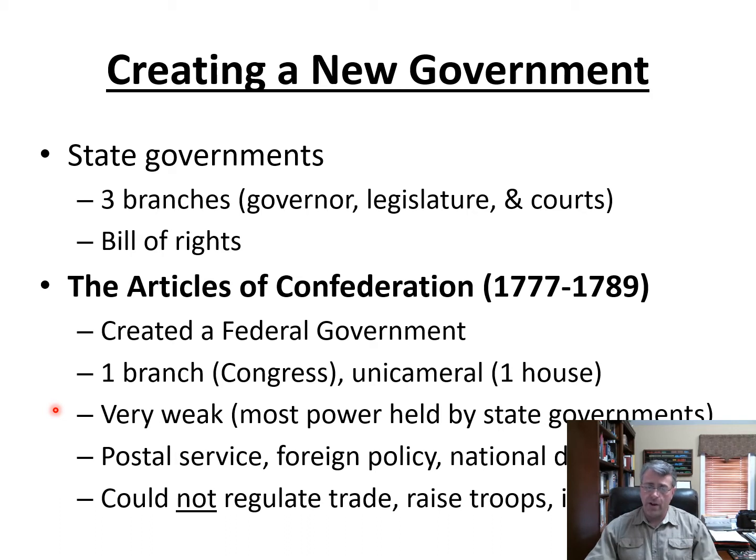Most of the power in the United States for these years is going to be held by the state governments. The individual state governments, with their constitutions, will hold most of the power in the United States. This federal government under the Articles of Confederation is going to be very, very weak, with very limited power. Essentially, the powers held by this federal government under the Articles are limited to just a few specific things. The federal government can organize and operate a postal service, and they can manage foreign policy and national defense. These are the only three areas of concern that the federal government will have any power over.